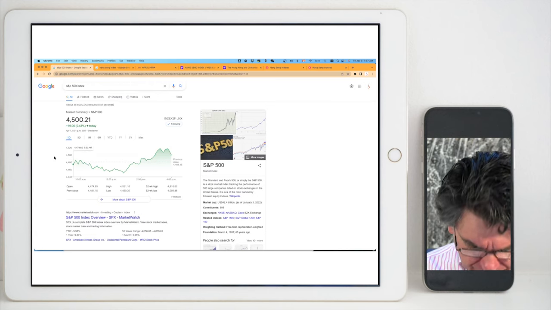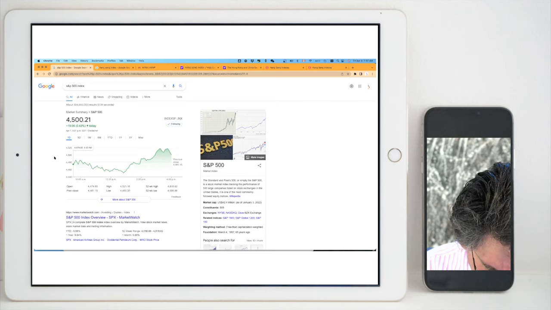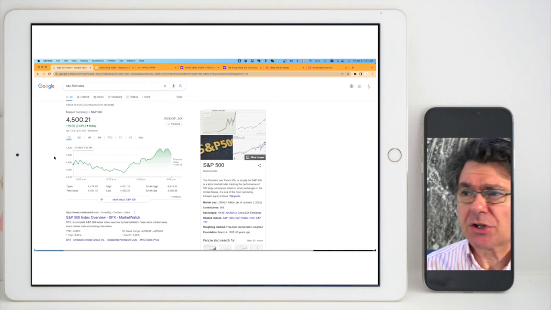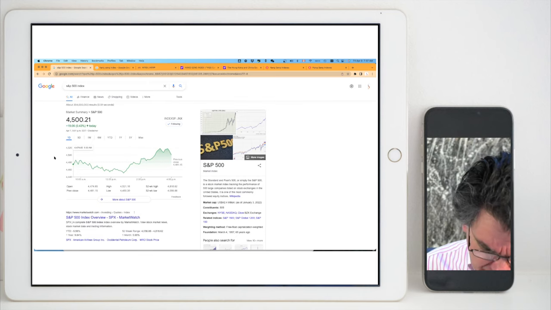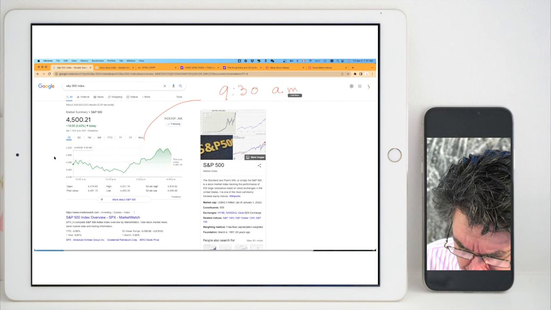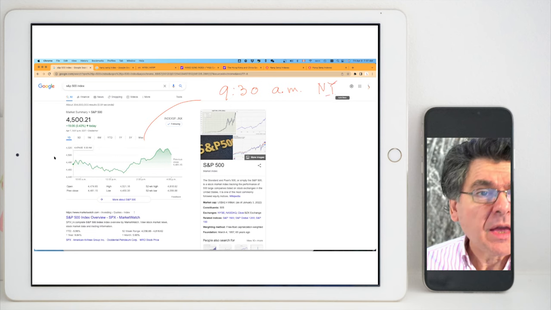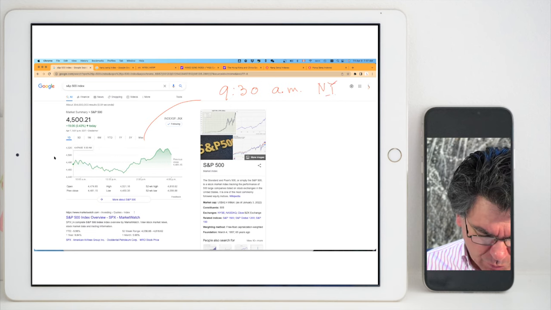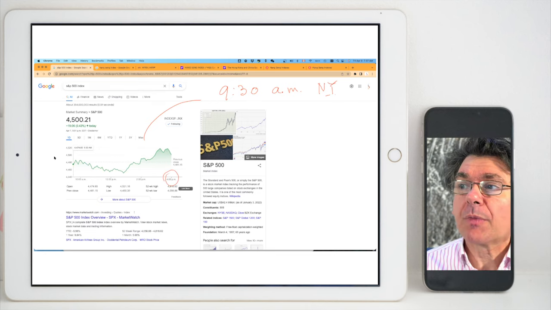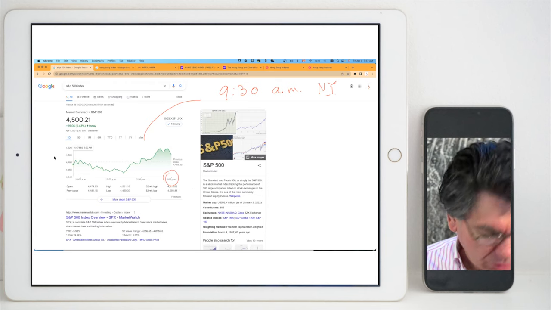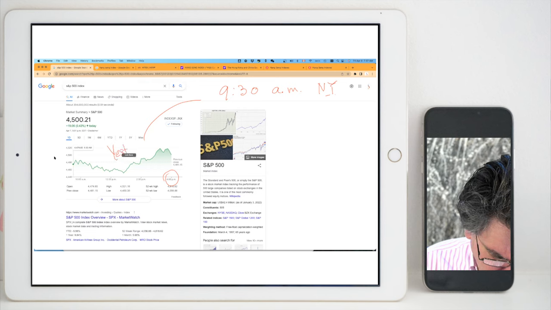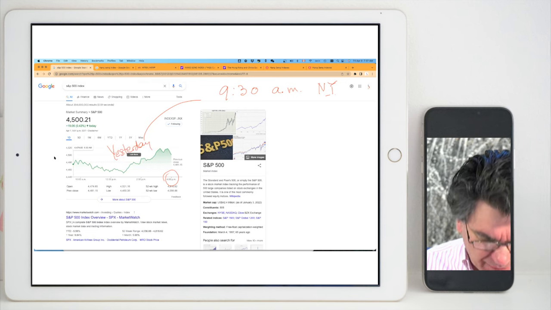We see here, this is what it did yesterday, because it hasn't opened today. It's very early in the morning in New York. This index starts trading at 9:30 in the morning, New York time. Now it's 7:30, so this index will start trading in 2 hours, and it closes at 4 p.m. This is what it did yesterday.